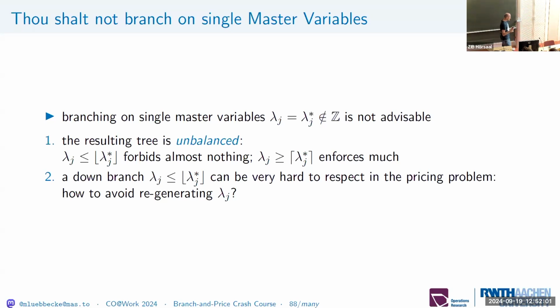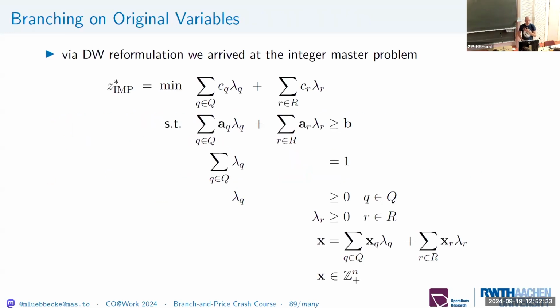Worse, and now comes why this is not easy to implement against other solvers where you don't have access to the internals, the pricing must know about the branching. So if I just decide to down branch on a certain pattern, the pricing must know that it should not regenerate that pattern. So typically we have no idea how to enforce this, and this is why we don't branch on the master variables, on a single master variable. What could we do instead?